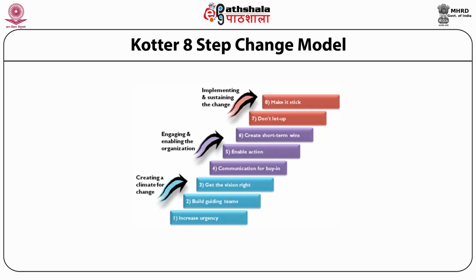The seventh step is don't let up. There is a possibility that if the change is not implemented properly, companies move back to their original state. So this is a stage that doesn't let people come back. And finally, make it stick. It's similar to the refreeze model: once the change has taken place, the employees should be trained enough to live a new way of working so that their desired outcome is achieved.